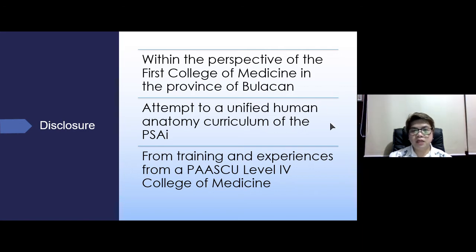Before being dean, I was a trained administrator, middle manager, and faculty of a well-established PAASCO Level 4 accredited medical school. I will also be speaking as the current president of the Philippine Society of Anatomists Incorporated, working towards a unified curriculum incorporating primary healthcare, and as part of a team helping a state university.